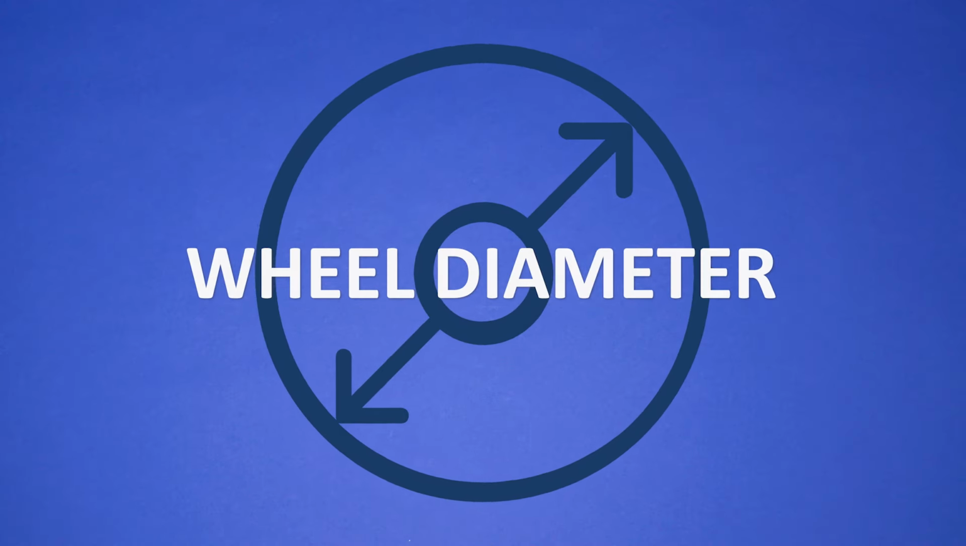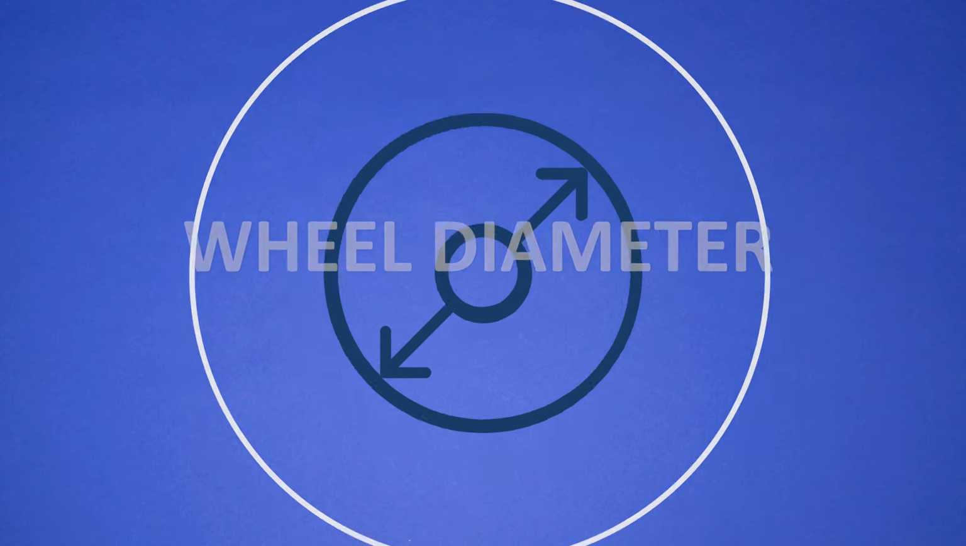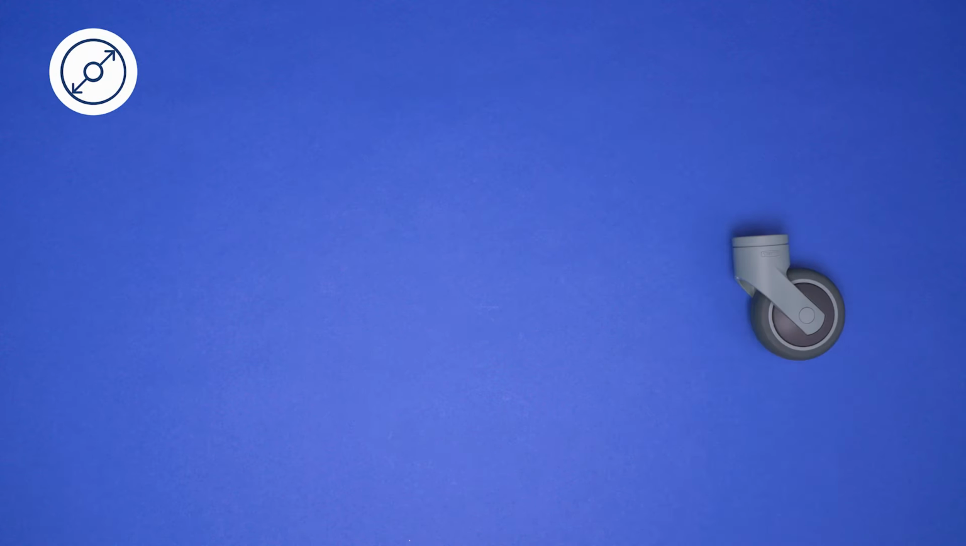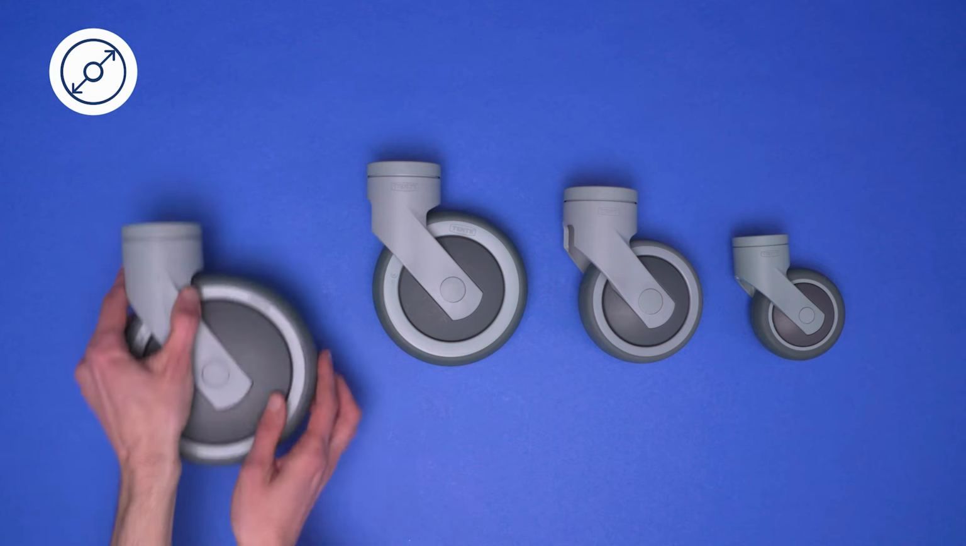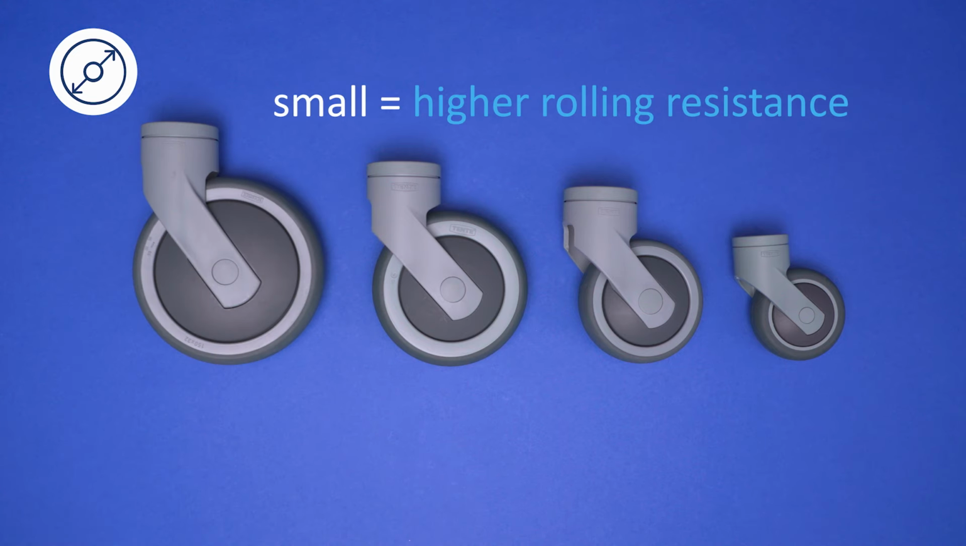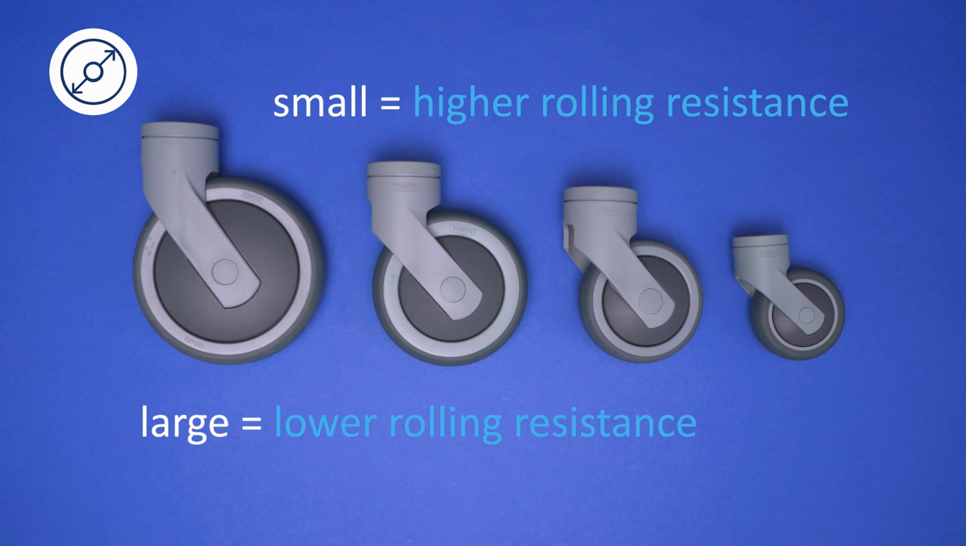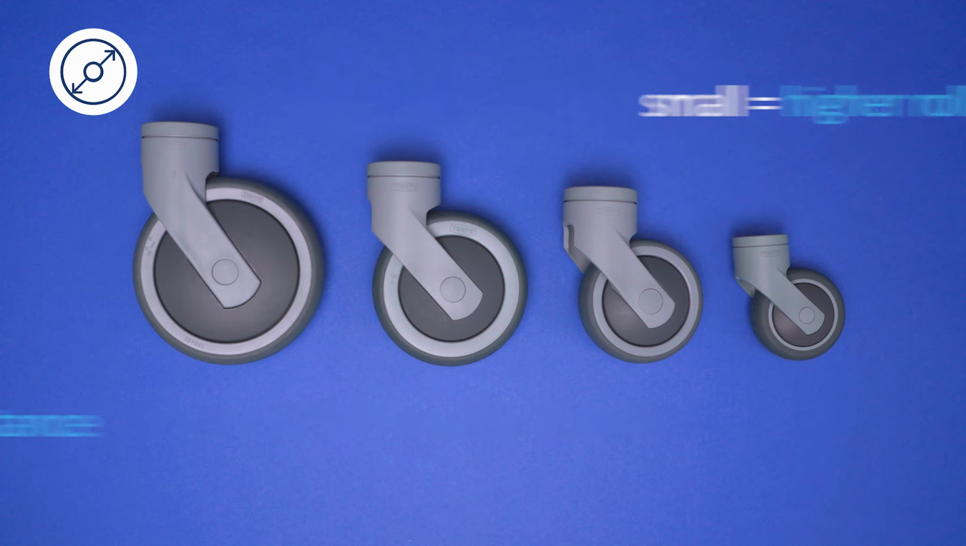Now let's take a look at the diameter of the wheel. The wheel diameter has an impact on rolling resistance, load capacity, and mobility. Smaller wheel diameters need more applied force because of the higher rolling resistance. Larger wheels have a lower rolling resistance.